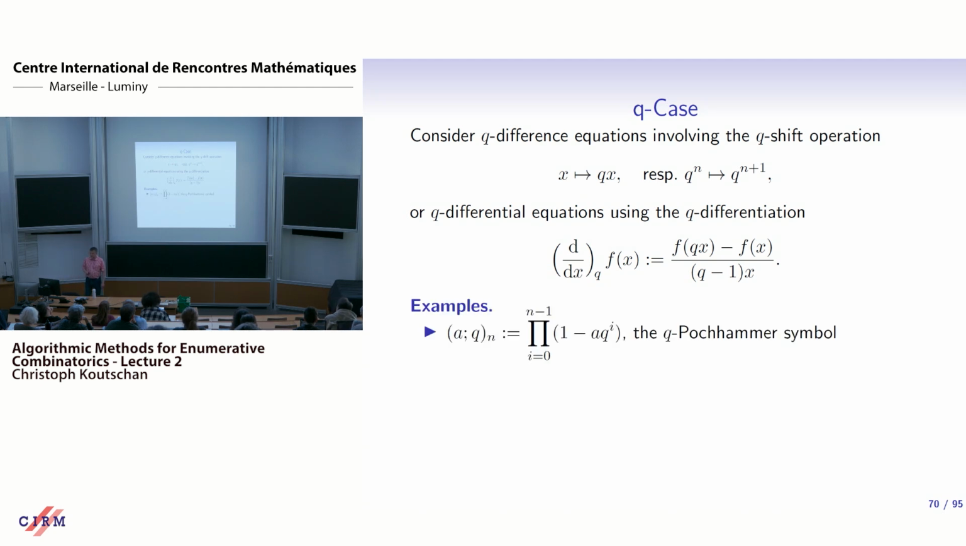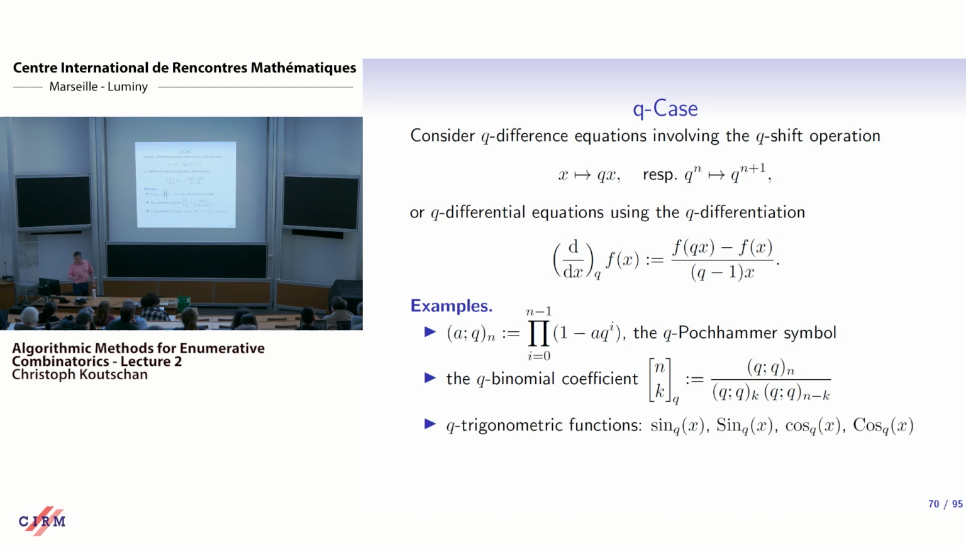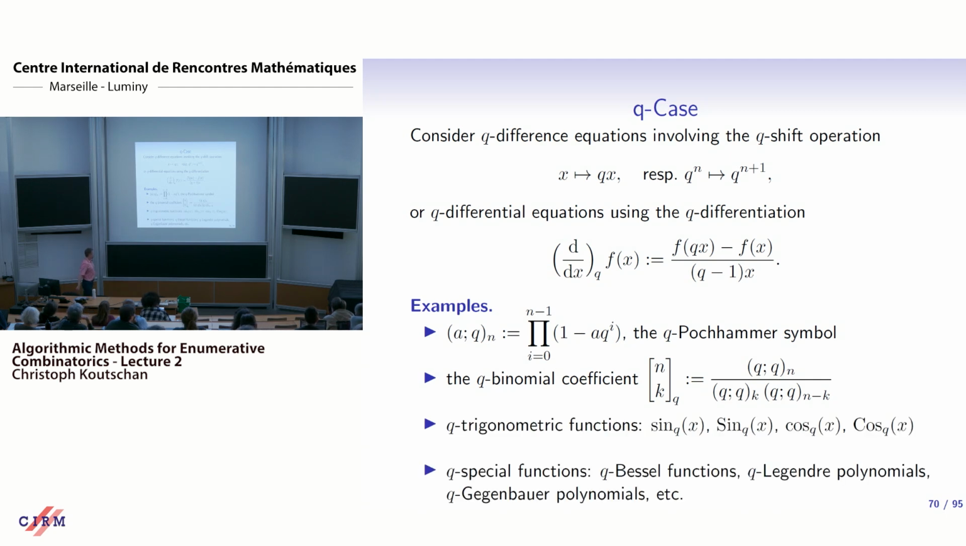Sometimes people write it in terms of q-differential equations, where this q-differential is defined by this quotient, and you see it's basically the same as here, this shift. Examples: there's a generalization of the Pochhammer symbol, the q-Pochhammer symbol, the q-binomial coefficient that we have already seen yesterday. And there are q versions of the trigonometric functions and of many special functions like q-Bessel functions, q-Legendre polynomials, q-Gegenbauer polynomials, and so on. Yeah, this was just to mention this. I will not use this so much in the following.